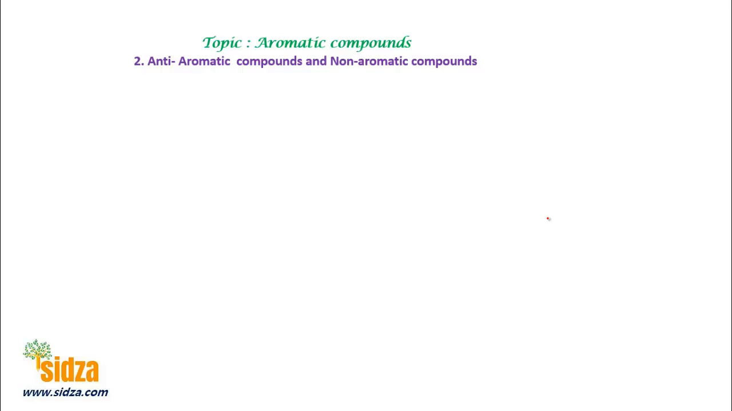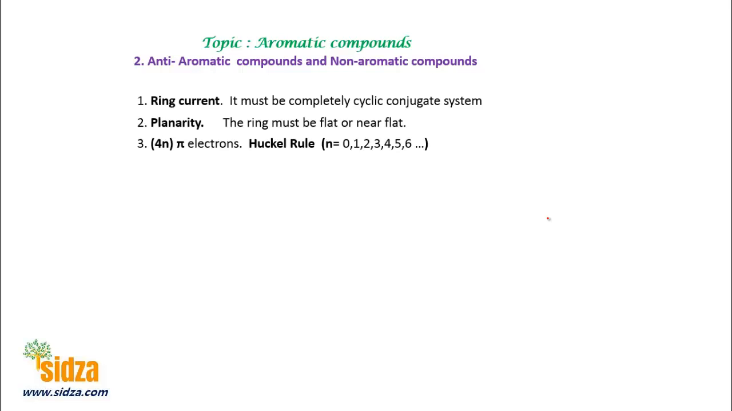Now let's see what the other compounds are. Other compounds can be antiaromatic. What are antiaromatic and what are non-aromatic compounds? Antiaromatic is almost similar to aromatic. The only difference is that we have 4n pi electrons here, right? If you have a compound which is cyclic, conjugated, and planar also, but rather than 4n plus 2 as in the aromatics, if it has 4n pi electrons only, then we call it an antiaromatic compound.